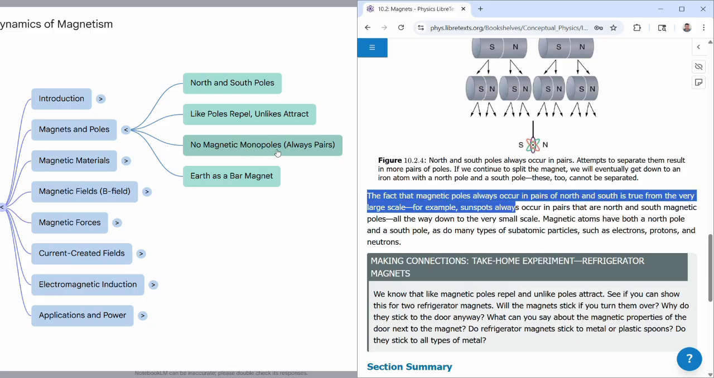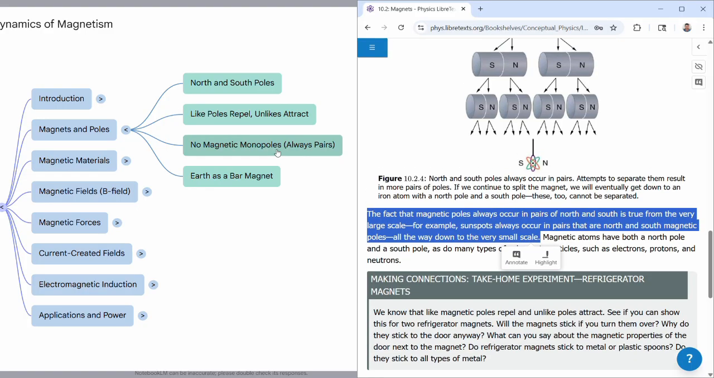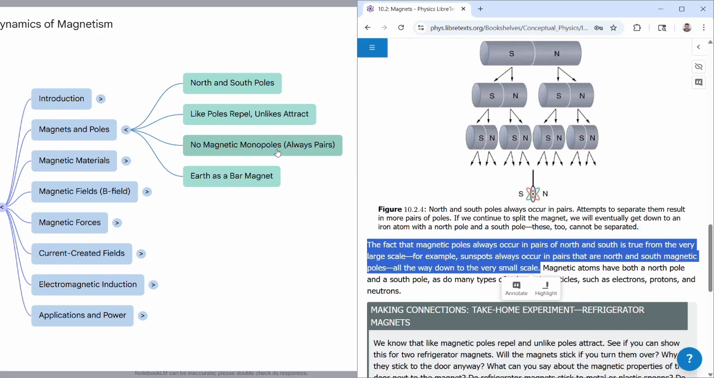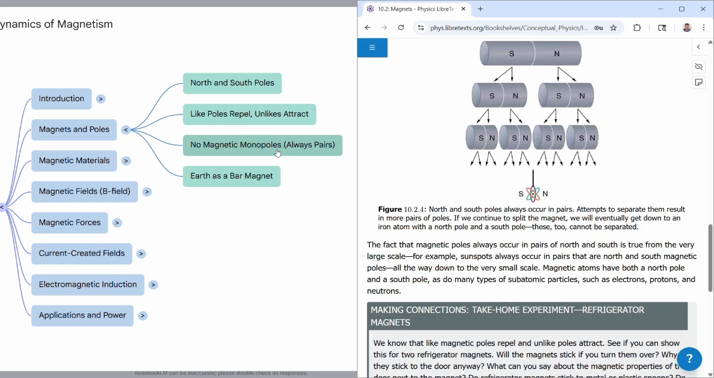You couldn't have a North Pole by itself or a South Pole by itself. You cannot have a net number of poles, an excess of North Pole over South Pole. Whenever you have North Pole, you will always have the same amount of South Pole. They always come in pairs.